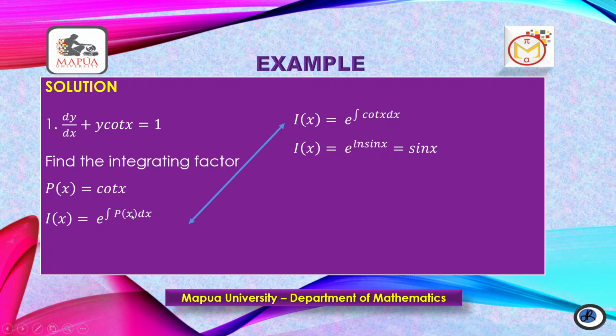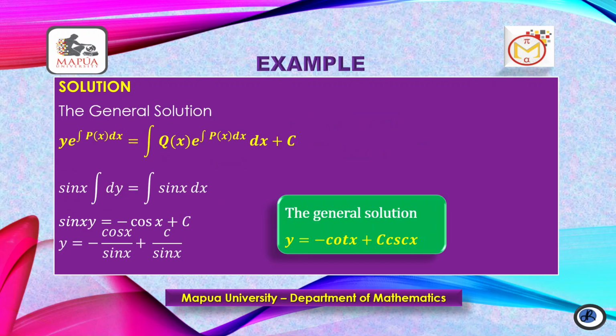So if p(x) dx is cotangent x dx, we can find the integral of this. The integral of cotangent x dx is ln of sine x. And from our logarithmic rule, e raised to ln of something is that something. So our integrating factor here is sine of x. Then all we have to do next is multiply both sides by the integrating factor, and this is our general solution.